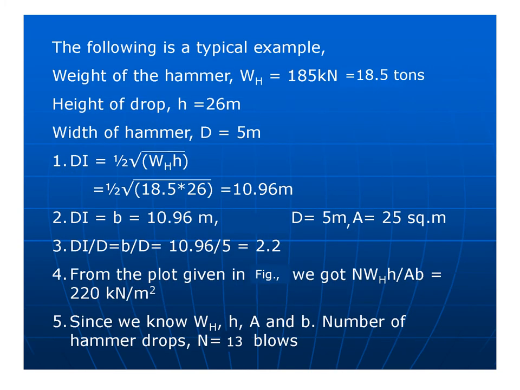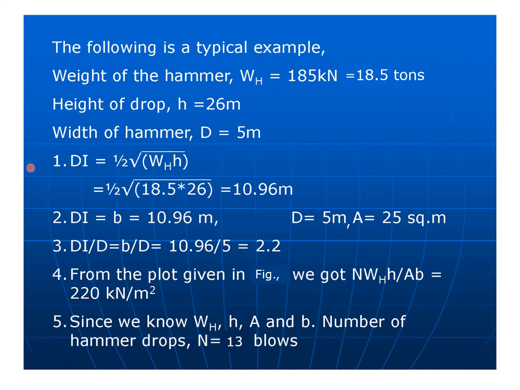And you can see that here one example is given. The things will be clear when you solve this example yourself. Let's say the weight of the hammer is 185 kilonewtons, so obviously this is 18.5 tons. Height of drop is 26 meters. Width of the hammer, that is D, is 5 meters.